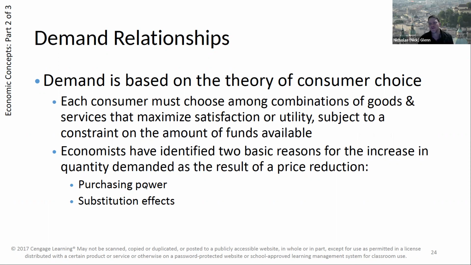Well, if the price of the good goes up and your income's the same, it's not possible to buy more of it. So it's going to decrease your purchasing power. Because of that, the quantity demanded is going to decrease.